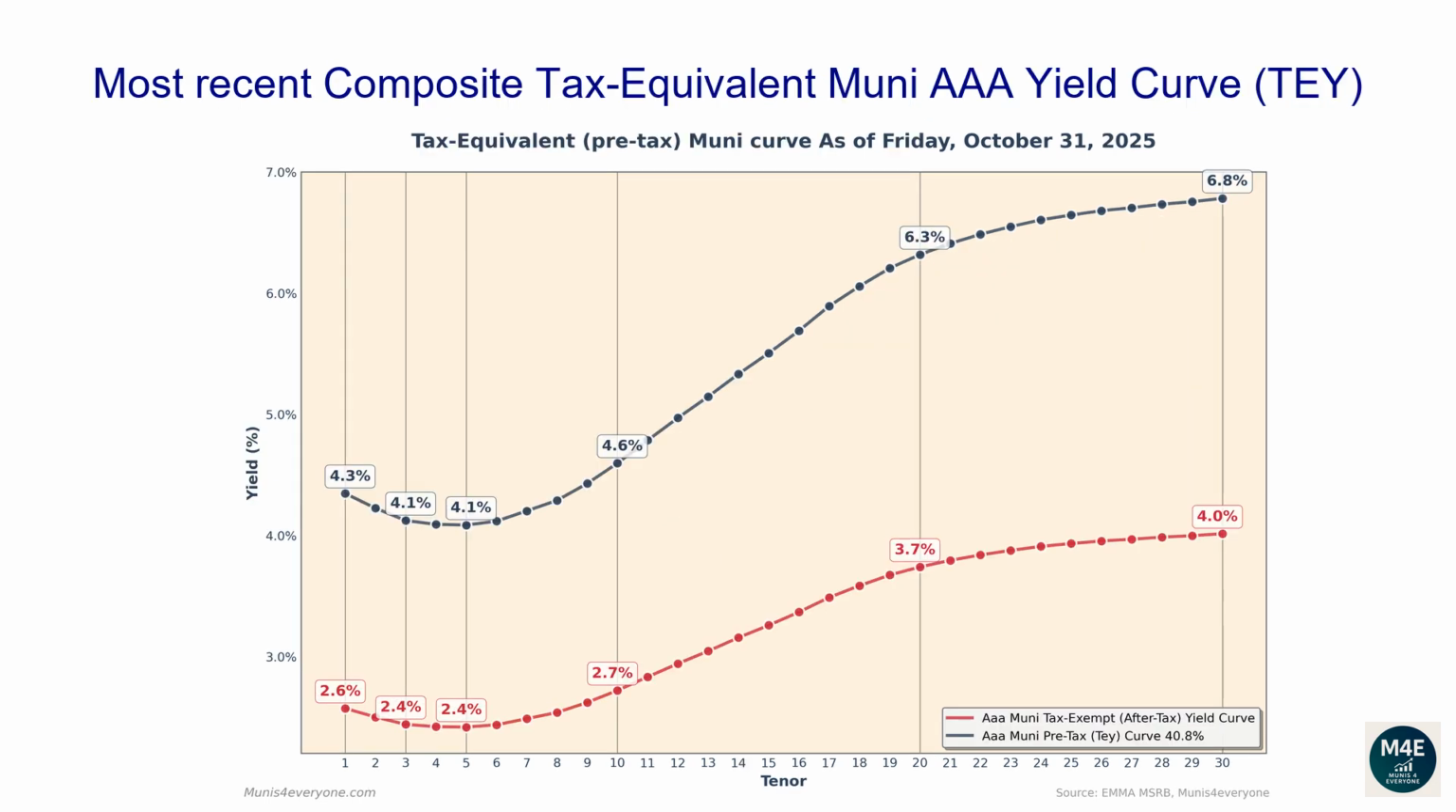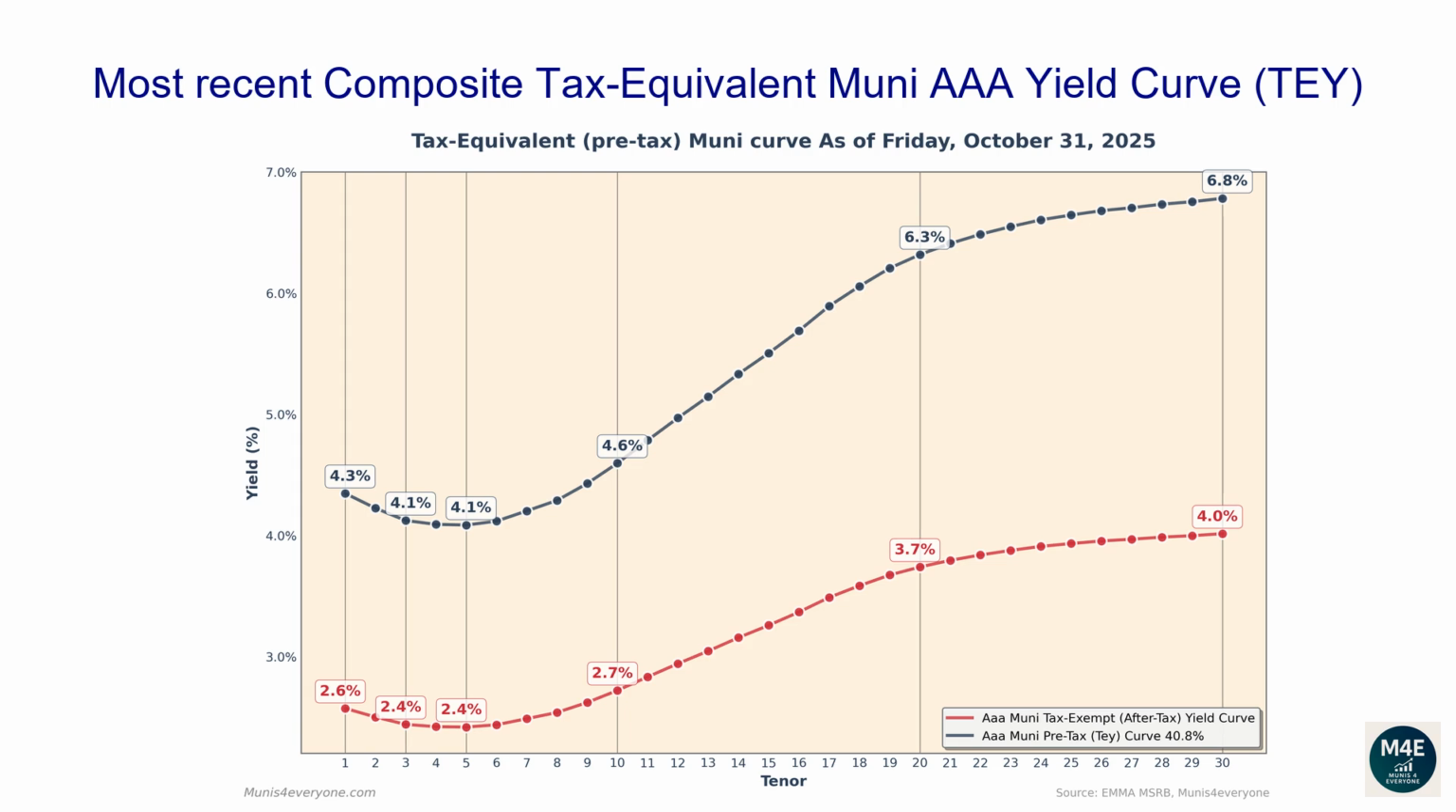Let's now go over the most recent composite tax-equivalent Muni AAA yield curve. The following graph shows, in red, the tax-exempt after-tax Muni yield curve, versus in blue its tax-equivalent pre-tax version, assuming a 40.8% top tax bracket as of October 31, 2025. Why would you care to see the tax-equivalent version of the Muni yield curve? More on this later. Let's first go over the pre-tax, aka tax-equivalent yield curve.